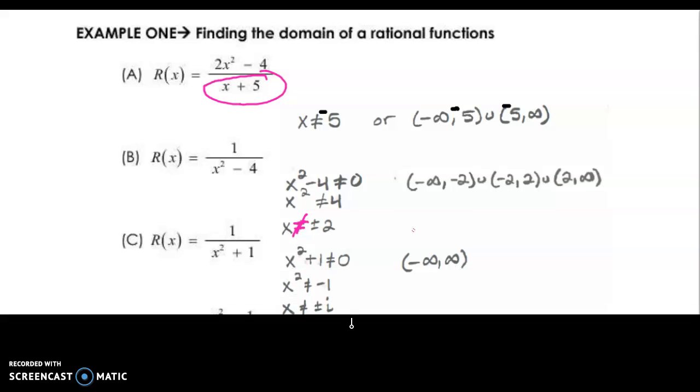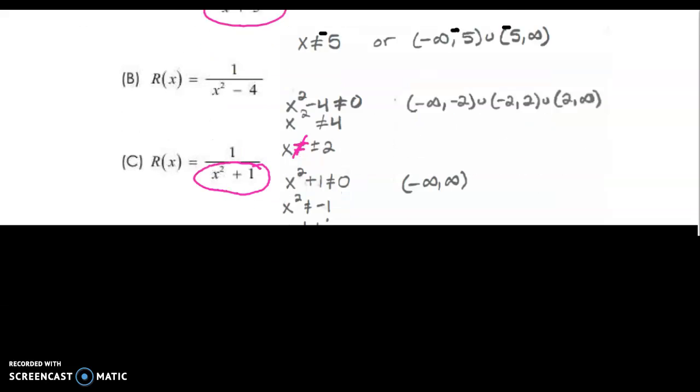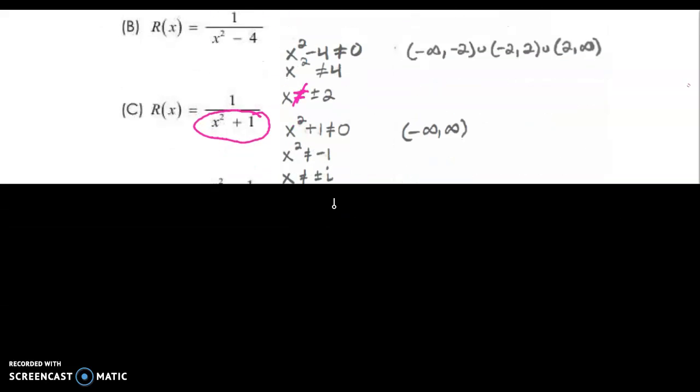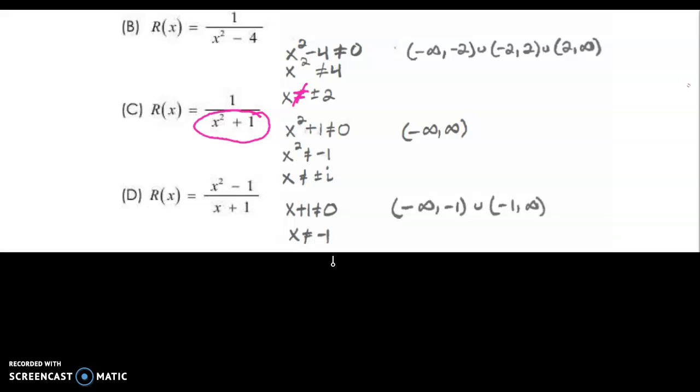For C, when I set this denominator equal to 0, when is x squared going to be equal to negative 1? Well, x is plus or minus i. We're not graphing i's. We're on the x and y axis. So really, we can plug in any value we want from negative infinity to positive infinity. So that domain is all real numbers, because we're not including imaginary.